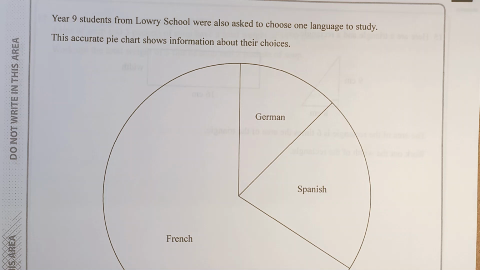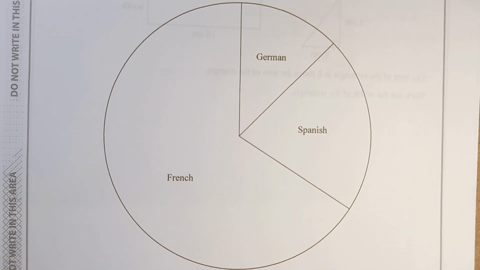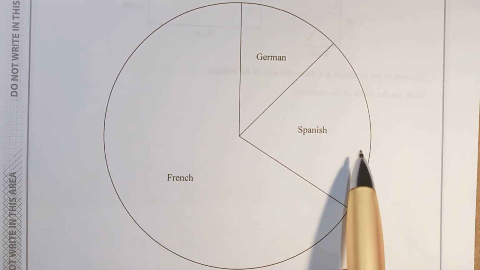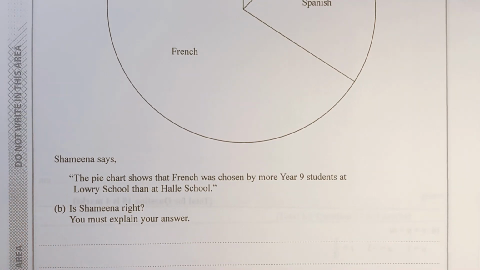Okay. Now, Year 9 students from Lowry School were also asked to choose one language to study. This accurate pie chart shows information about their choices. Okay, so you can see the bigger section is French, then Spanish, then German. Shamina says the pie chart shows that French was chosen by more Year 9 students at Lowry School than at Hale School. Is Shamina right? You must explain your answer.